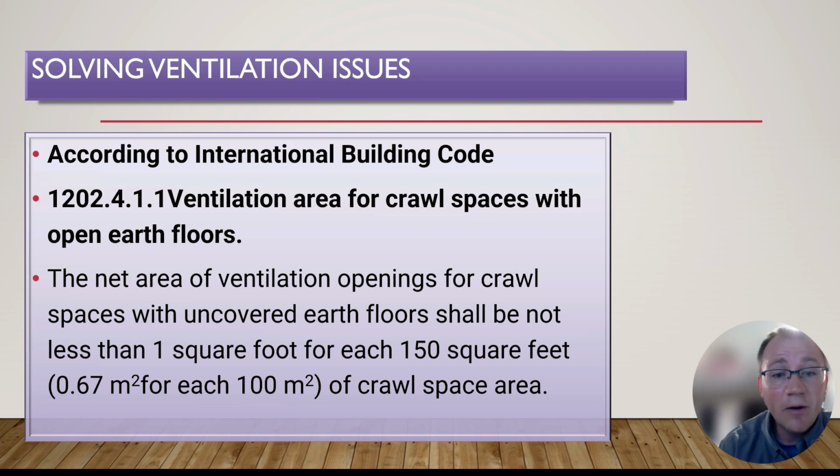The net area of ventilation openings for the crawl space with uncovered earth floors shall not be less than 1 square foot for each 150 square feet of crawl space area. So there's going to be some great math to look at here, but just keep in mind that there is an International Building Code, and it does say that we should have at least 1 square foot of ventilation for each 150 square feet of crawl space area.